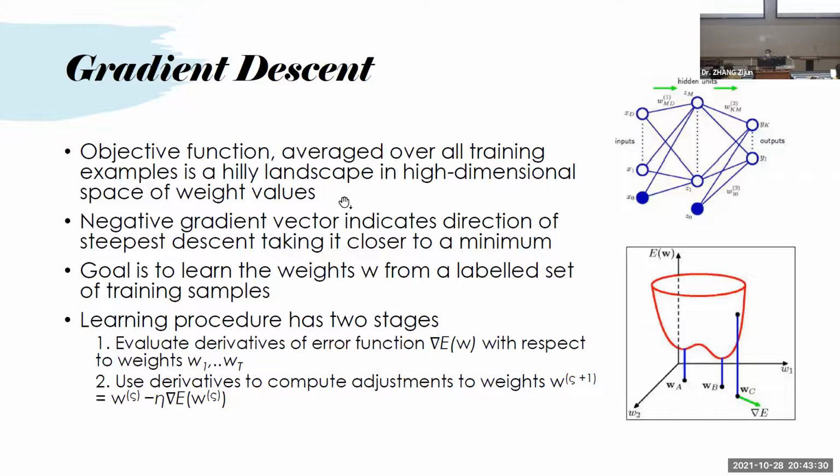If we consider high dimensional input, it is not 2 or 3 dimensions, it is like 100 or above. Think about the landscape of such a high dimension. It's a very hilly landscape, and in this 3-dimensional space, you can already see it like this. The negative gradient vector indicates the direction of steepest descent, taking us closer to a minimum. The goal is to learn the weights from a labeled set of training samples, and we have talked about the gradient descent.